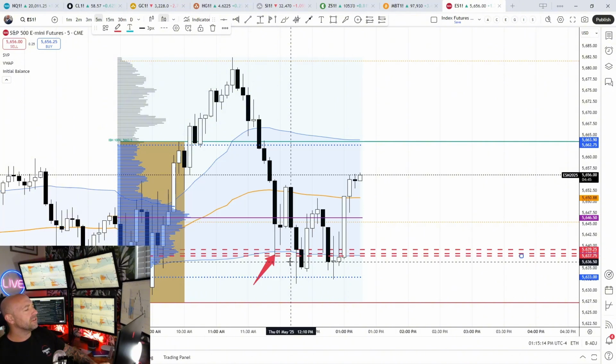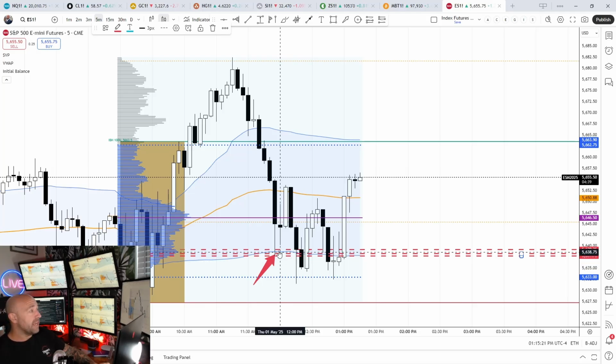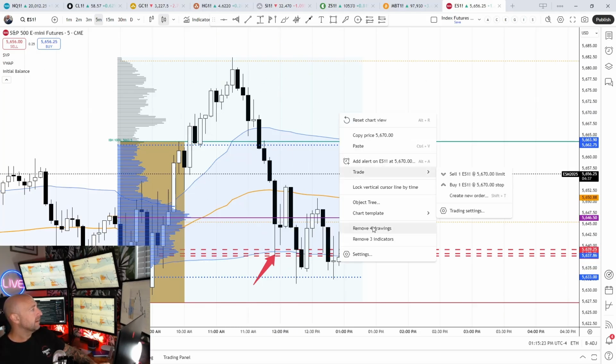This is great for scalps. It's fast, and you need a tight stop. But you need discipline if it doesn't react the way you think it's going to react.